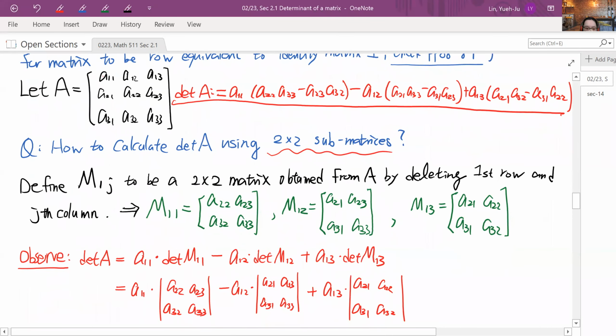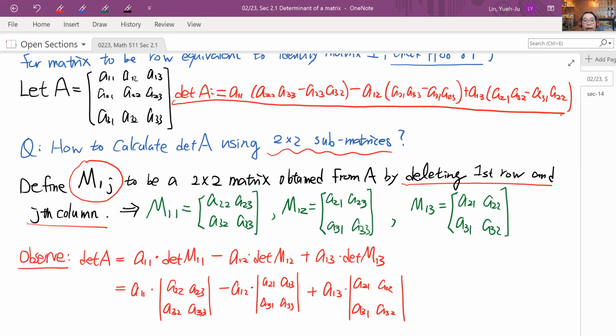introduce some notation here. First of all, I'm going to define this capital M1J. I call M1J the 2 by 2 submatrix coming from A by deleting the first row and the J-th column, because it's 1J, and we know the first index stands for row and the second stands for column. So how do you get M1J? You take the original 3 by 3 matrix A, and you cross out the first row and the J-th column.